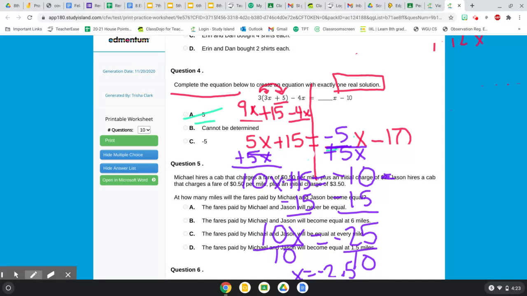All right, well, that's still one solution. Doesn't matter if it's negative, doesn't matter if it's a decimal or a fraction. They gave me x is equal to one number. It doesn't matter what that number is. So it gave me one real solution. So I know that negative 5 is going to be the correct answer here.